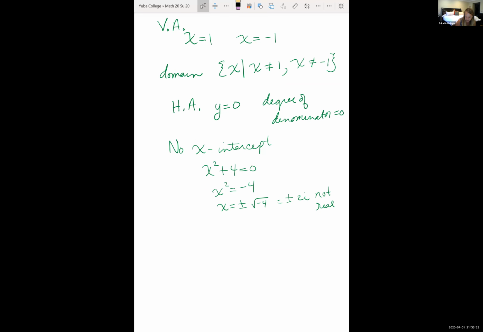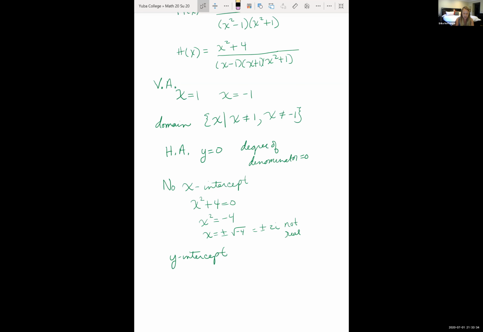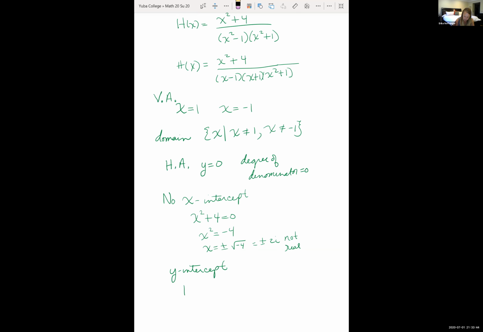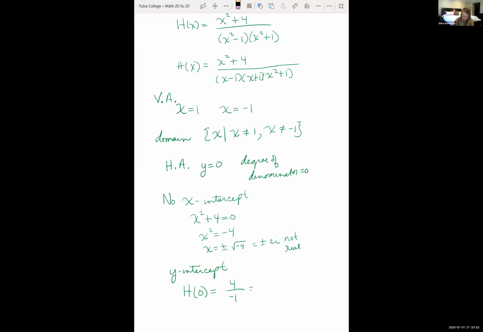The y-intercept, well, if we plug in 0 wherever we see an x in our function, let's go back to where it wasn't factored. So we would have 0 squared plus 4 in the numerator, and we would have 0 to the 4th minus 1 in the denominator. So h of 0 gives me 4 all divided by negative 1, or negative 4.